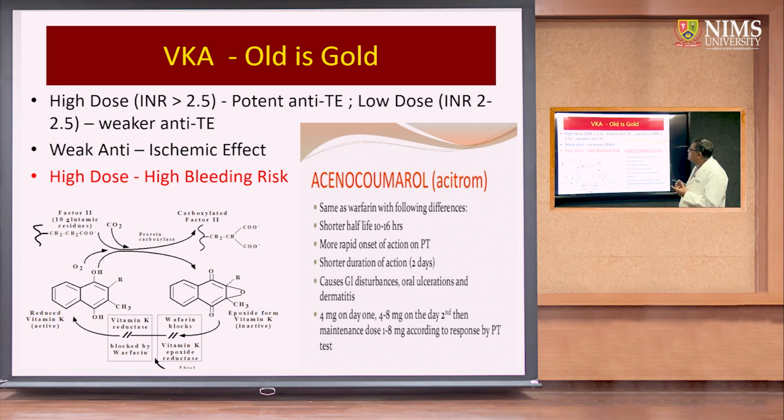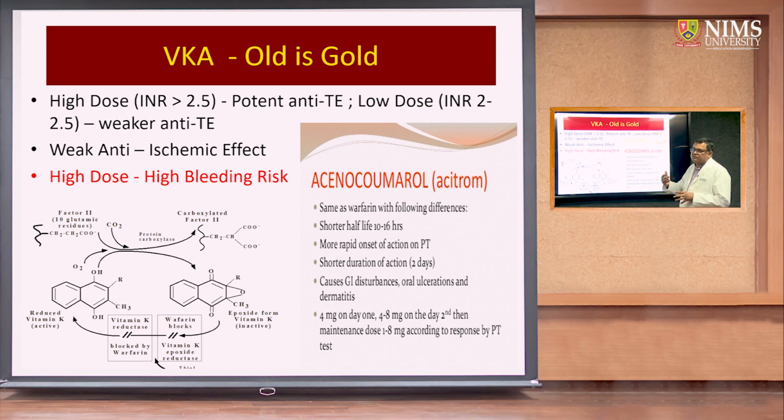PT-INR. So, there are basically two doses of vitamin K antagonists: one where you achieve a PT-INR of more than 2.5, and the other where you achieve a PT-INR of less than 2.5, so between 2 to 2.5. So, between less than 2.5 and more than 2.5. Where do you use more than 2.5?